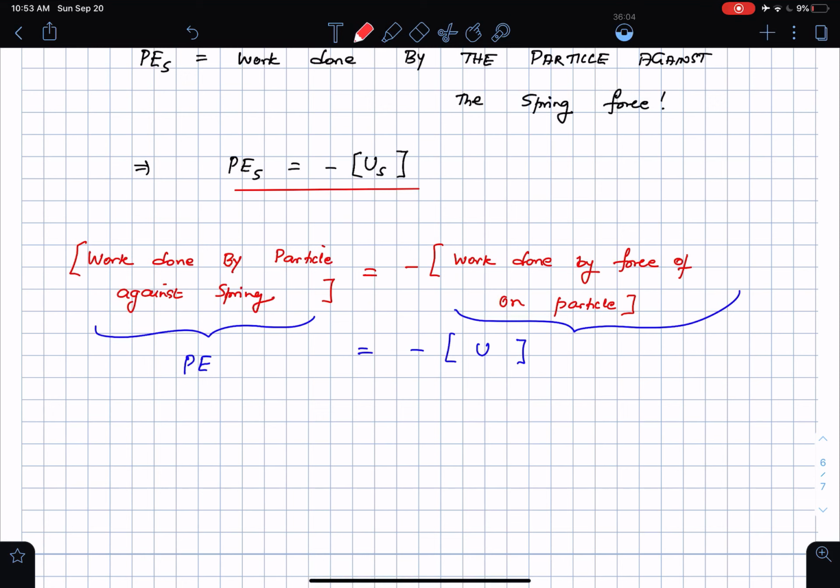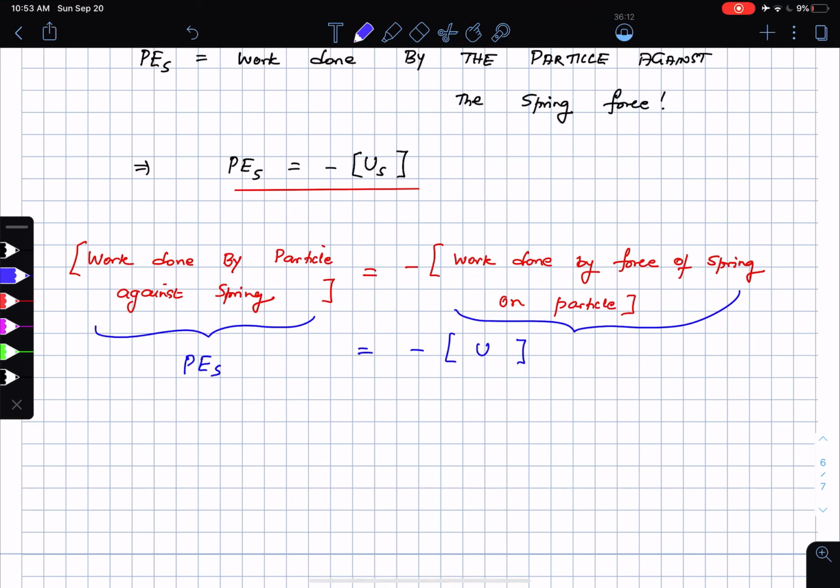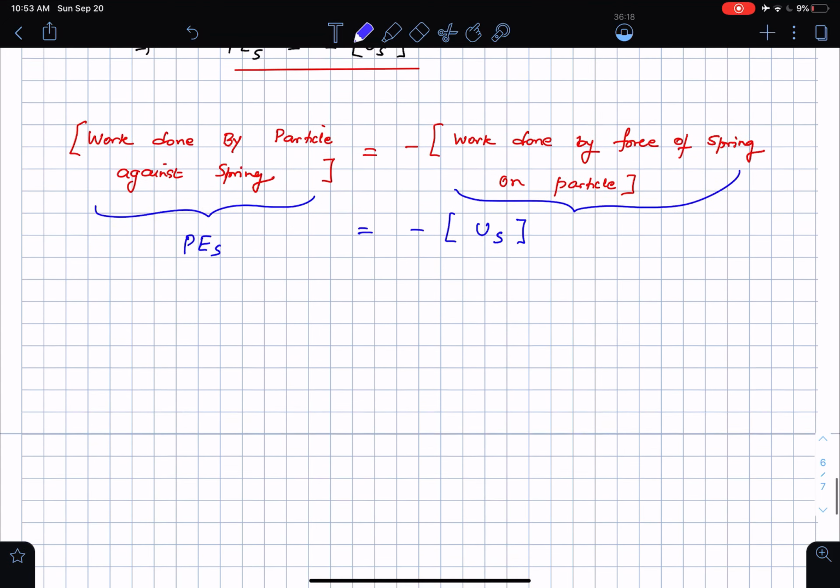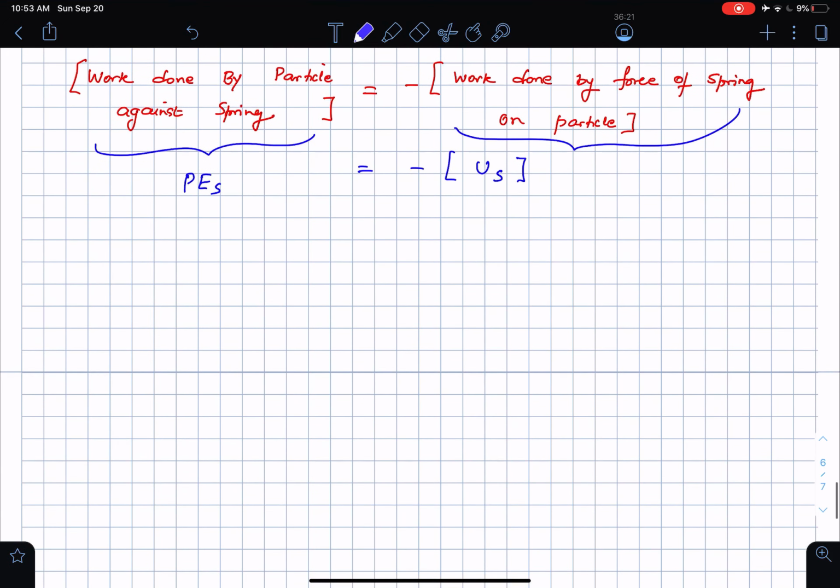Okay, this is the work done by the force of the spring against the particle. Which means that in this situation this is going to be called PES, and then this is going to be called minus U of S. Okay, so keep these two things in mind. And then I'm going to have my collection of things taking place.